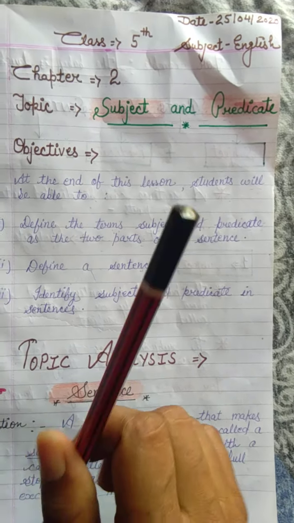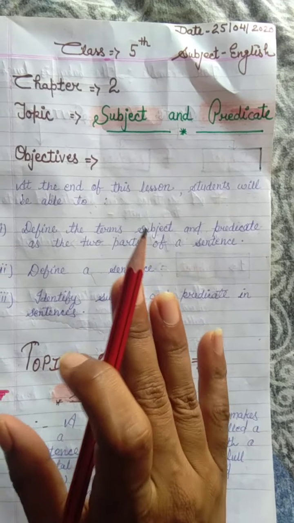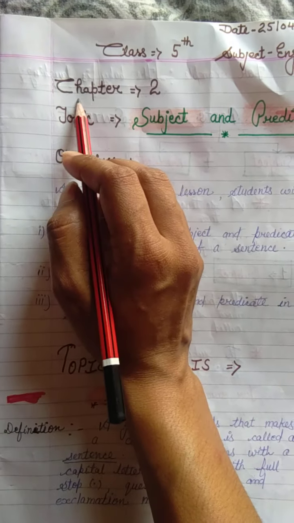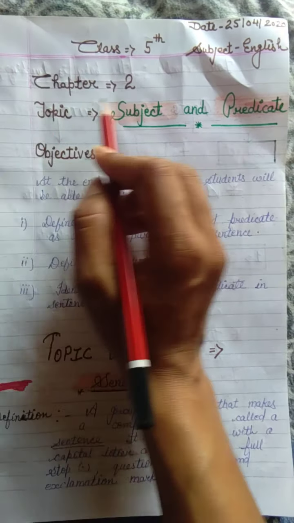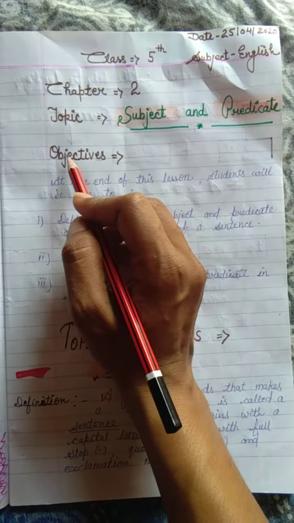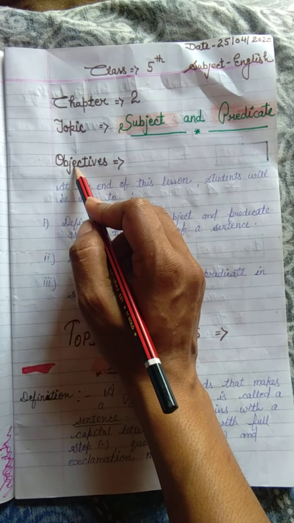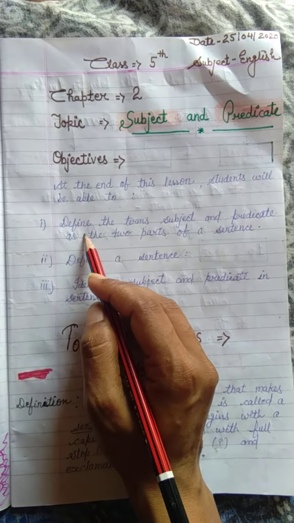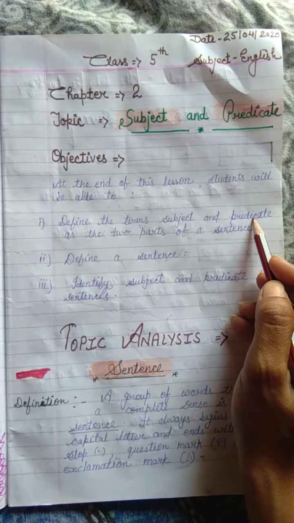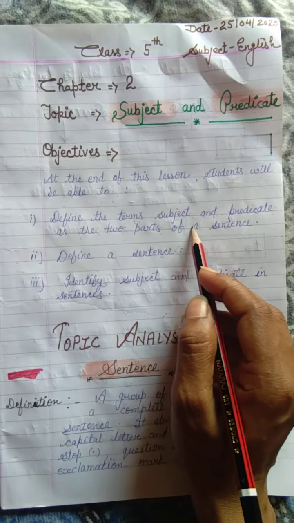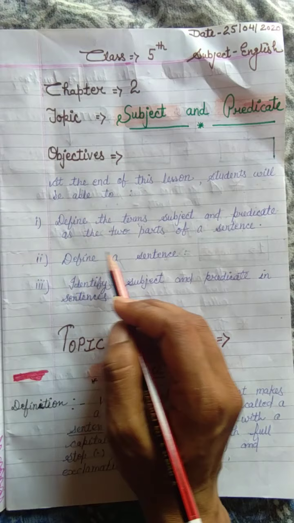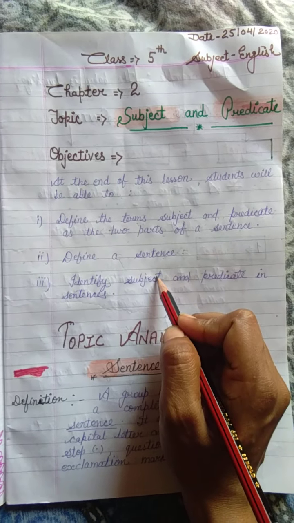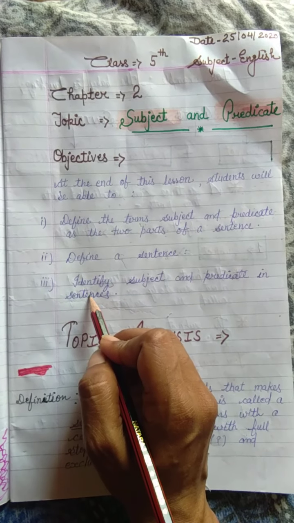Come on students, take your pen and notebook and don't forget to concentrate. Let's start the class. This is chapter number 2. The topic is subject and predicate. The objectives of this chapter are: at the end of this lesson, students will be able to define the terms subject and predicate as the two parts of a sentence. Students can define a sentence in a better way. They can identify subject and predicate in sentences.